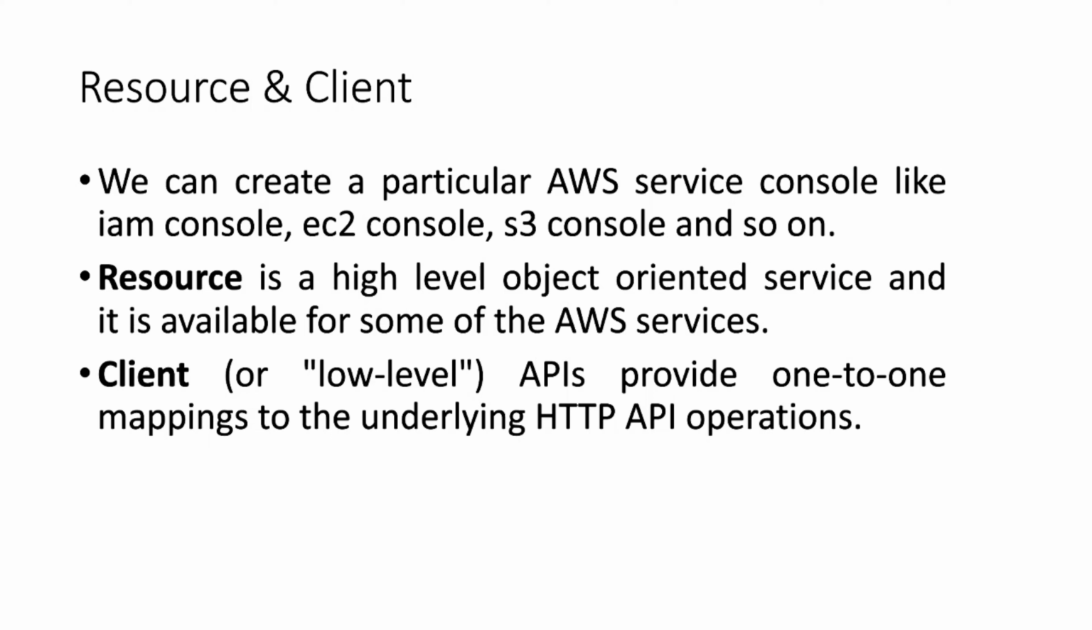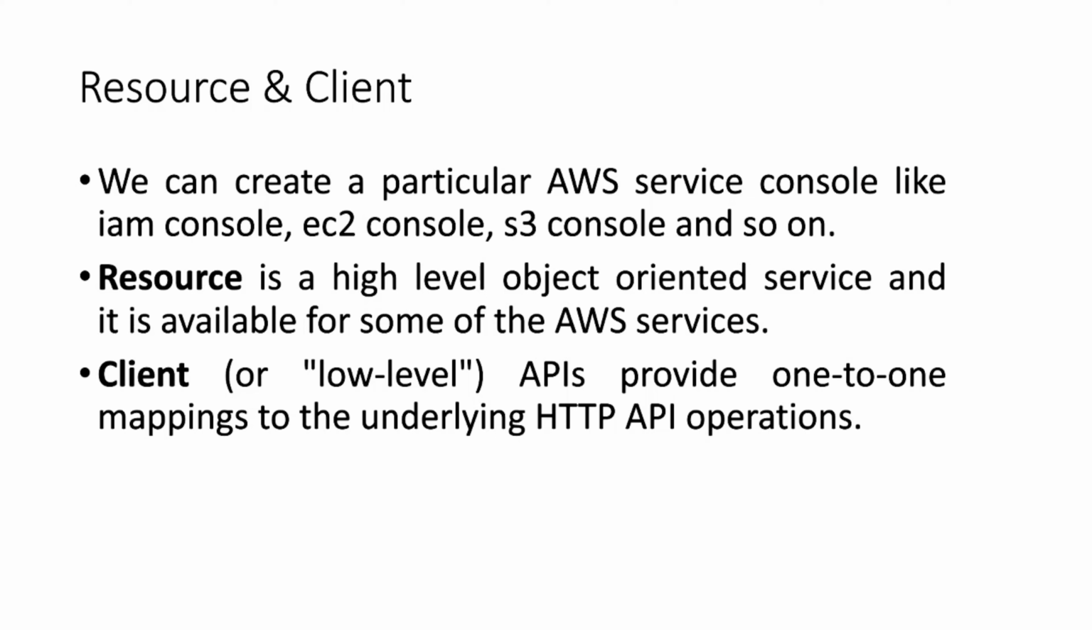So resource is a high level object oriented service, and it is available for a few of the AWS services, which we are going to see programmatically again. And client is a low level API that provides one-to-one mapping to the underlying HTTP API operations. And client is more or less available for all AWS services which we want to access through Boto3.